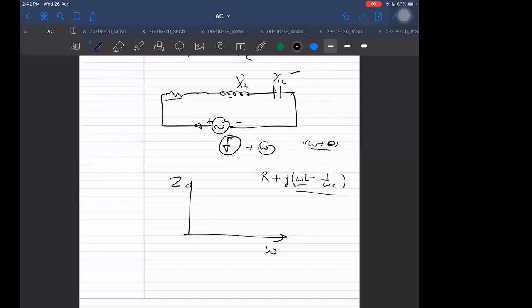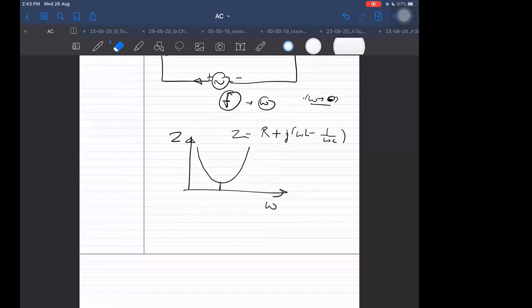And we can see from here also omega L is becoming 0. Its reactance is becoming 0. But overall impedance will not be less. Why? Because 1 by omega C is very, very large. So it will be something like this. It will be having a minimum value for some omega.